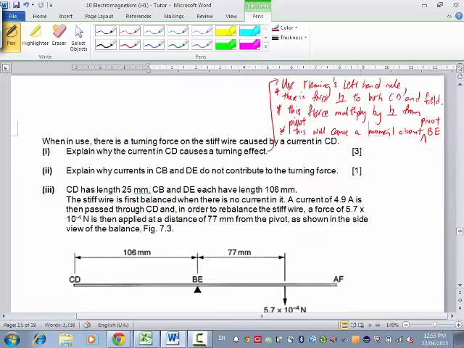Okay, let's move on. The current is parallel to the B field, so no force. Can? No force means parallel.